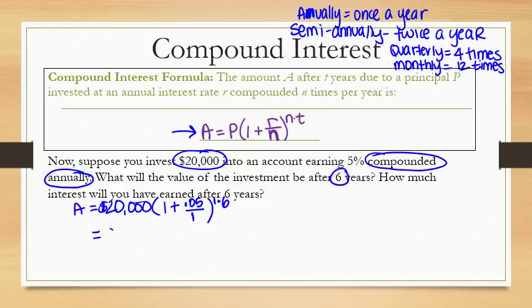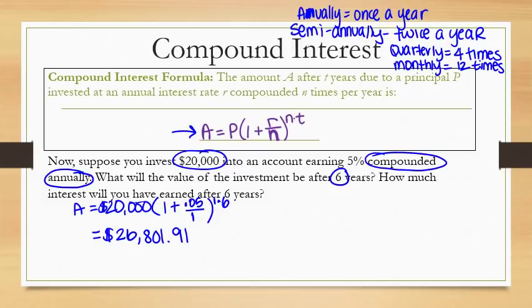When you substitute that into your calculator, you'll end up getting $26,801.91. I really recommend you put this in your calculator yourself to make sure that you're putting things in the correct order and you have parentheses where they should be. You should get the same answer that I get.